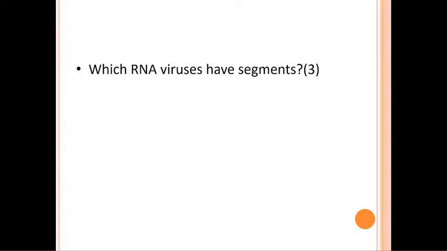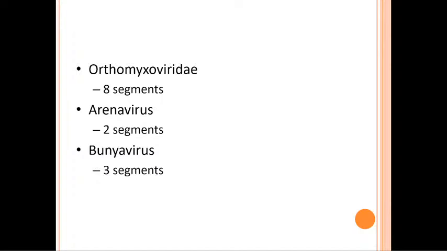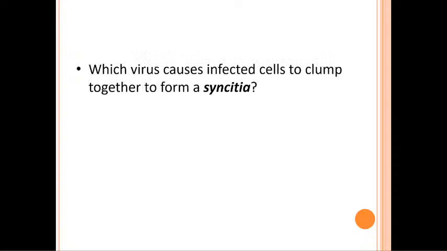So, huwag nyo kakalimutan si BOA. Okay? Segmented viruses yan. BOA. Ano yung BOA? Bunyavirus, which has three segments. Arenavirus, which has two segments. And orthomyxoviridae, siya yung pinakamahaba. Siya yung may eight segments. Orthomyxoviridae. Okay? Now, which virus causes infected cells to clump together to form a syncytia?